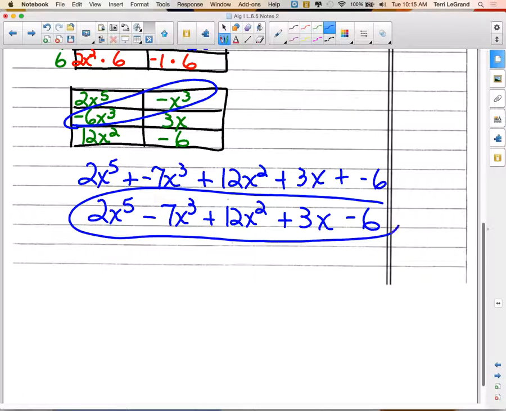Whew, that is quite an answer. And then the other one, did you get the same answer? Awesome. Good to know there's 2 different ways you can set up the first one. Okay, any questions? Okay, then let's get to work.